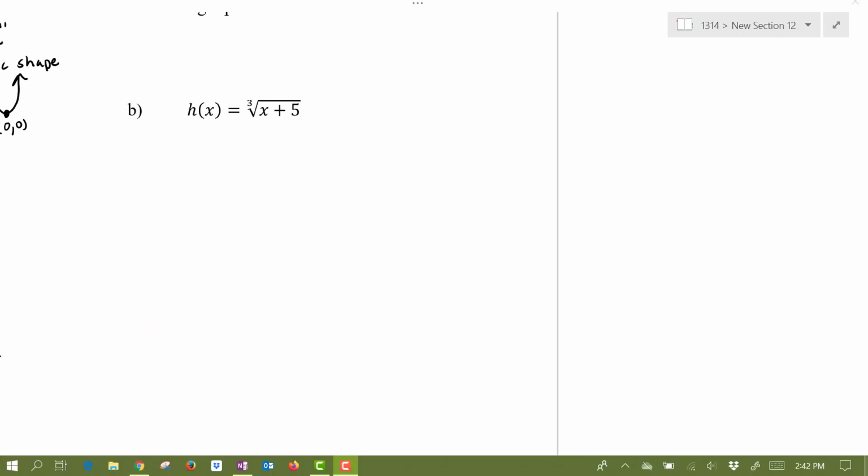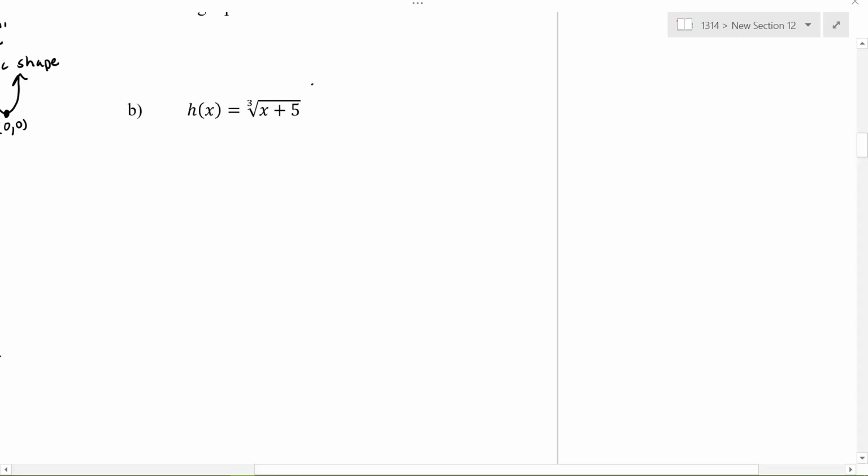For part B, our function is h of x equals the cube root of x plus 5. So when I said that function, I said the name of one of our basic shapes. So what name did you hear? I heard cube root. Okay, when you see the radical symbol, that little V shape with a number above it, that's when you say root.